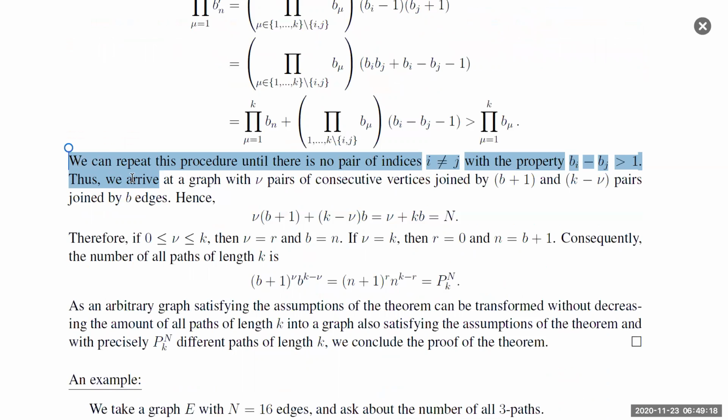And of course, this way we arrive, we can repeat this procedure until there is no pair of different indices with the property that bi minus bj is bigger than 1. Right? There are finitely many indices with finite differences. So at the end of the day, when we persistently apply this procedure, at a certain moment there will be no pair of different indices with this property, because we keep on leveling things up. So at a certain moment, we will be done.